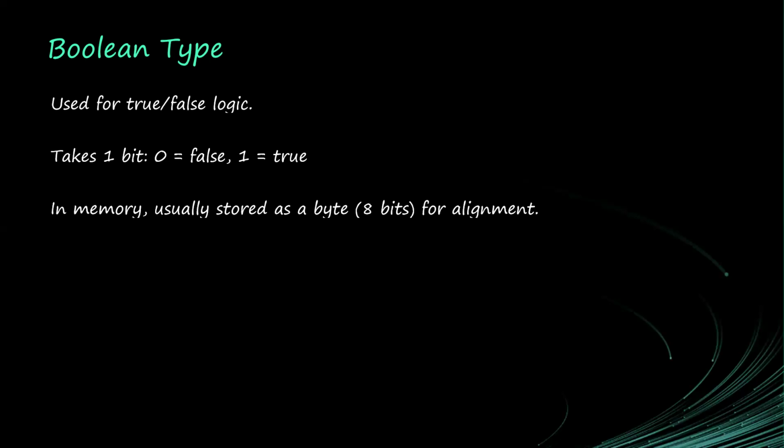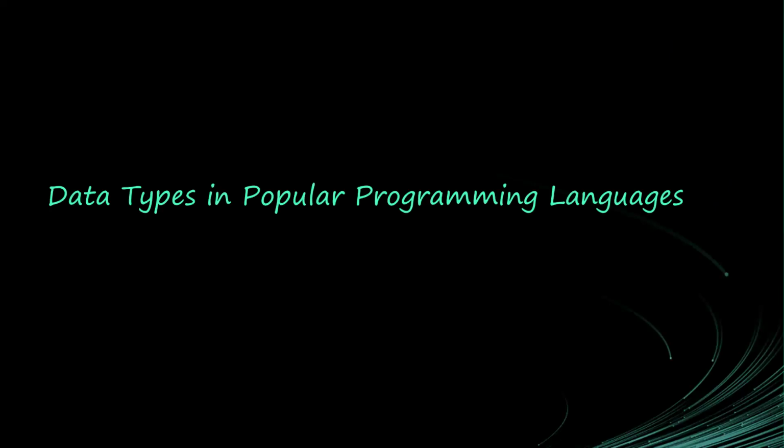So in memory, it is usually stored as a byte for alignment, okay? One bit is enough to store a Boolean type, but in memory they use 8 bits for some reasons, okay? We'll talk about these reasons when we talk about memory and word length. All right, we'll talk about that later.